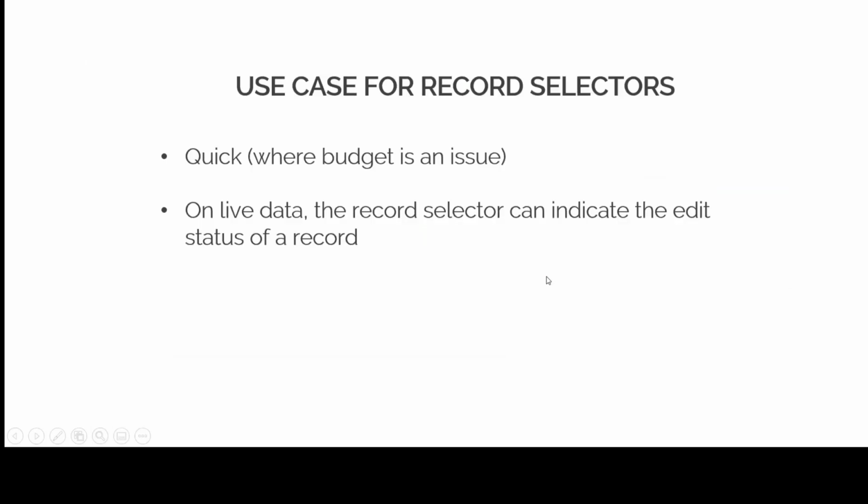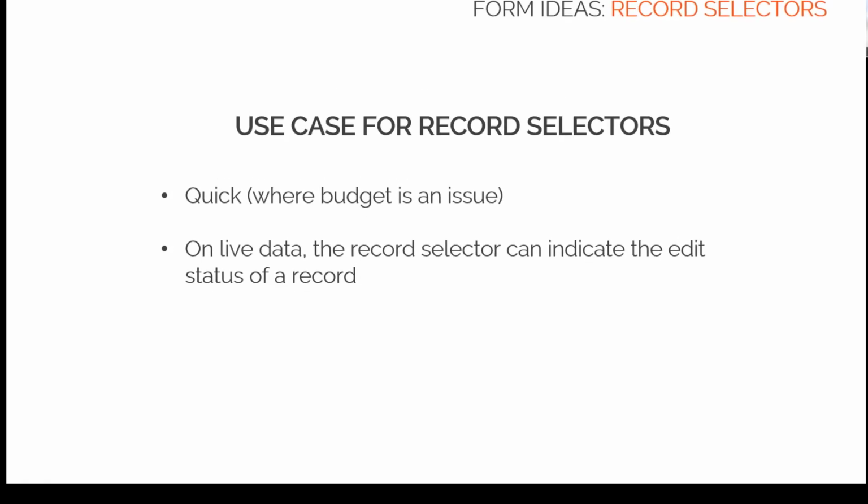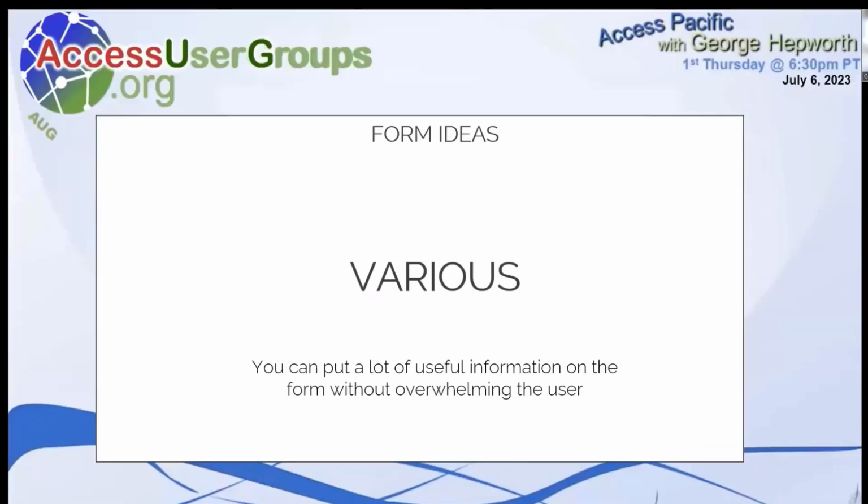So there is a case for record selectors. If you don't have time to muck around with it, then it's quick. On live data, the record selector can indicate the status of a record. You can actually have both together. But yeah, I try and avoid them. I don't like them.